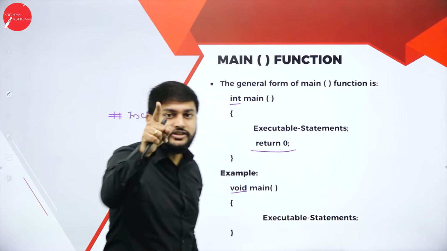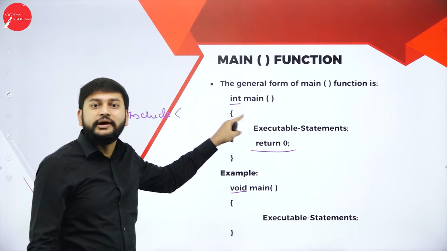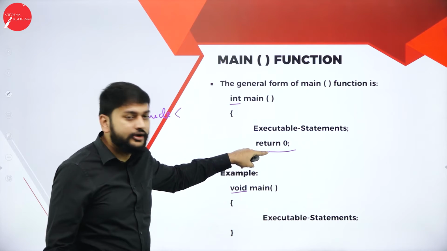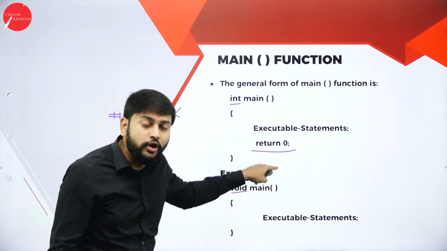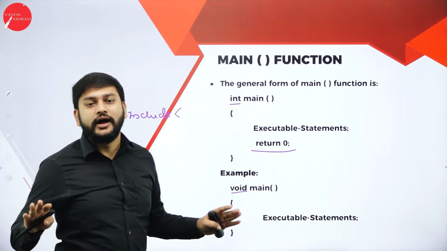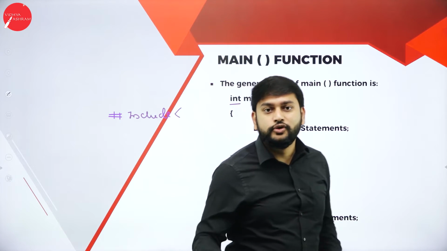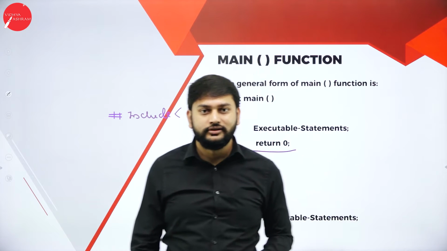I will repeat, listen to me carefully. Whenever you are using the return type as int, you should have the return statement inside. You're returning some value, but whenever you are using void, you're not returning any value. That is what you have to remember with respect to the main function, right?